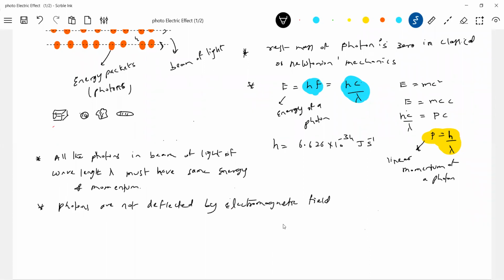And next again, if the photon... Joule second, it should be here. Photons are not deflected by an electromagnetic field. Next again, what about the photons here? I think you know a little bit about the atomic structure.